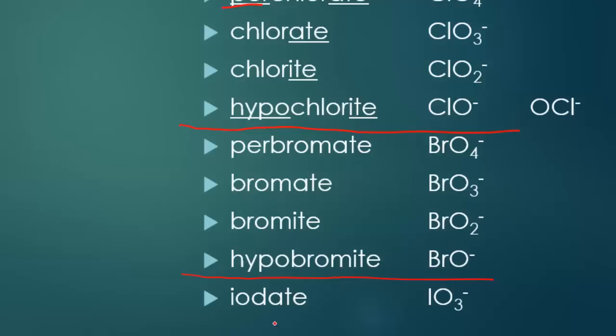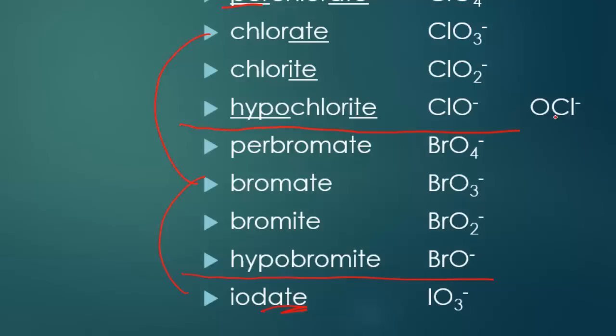And then iodate here, I honestly don't know, but iodate is the only common one that we ever actually see. It's possible to have the other ones as well here for iodine, but iodate's all we have. And it matches up right with the bromate and the chlorate. They're all ClO3, BrO3, and IO3 when they end in just ate and no per.